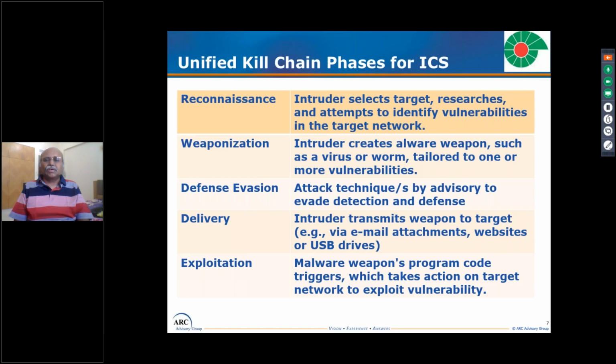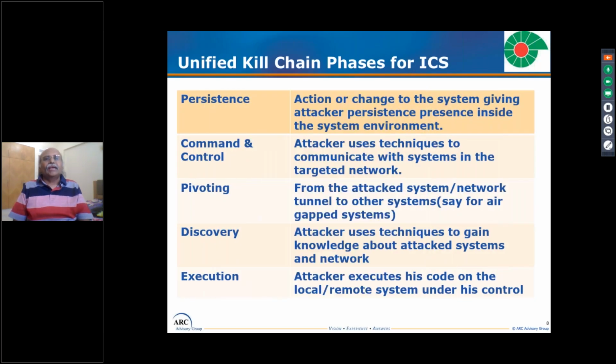They can do it through email attachments, USB drives. Exploitation is similar to the earlier one. And persistence is very important. This is what I said. The attacker comes in, and then he has to stay, and he should be able to map your network architecture. Then only it is easy for him to go and attack it. So persistence is important in an ICS attack.